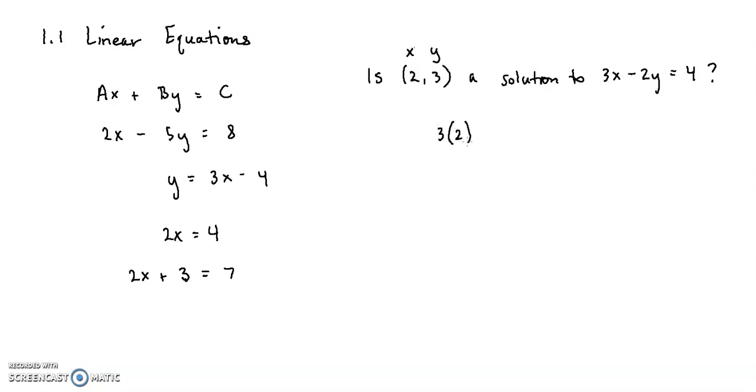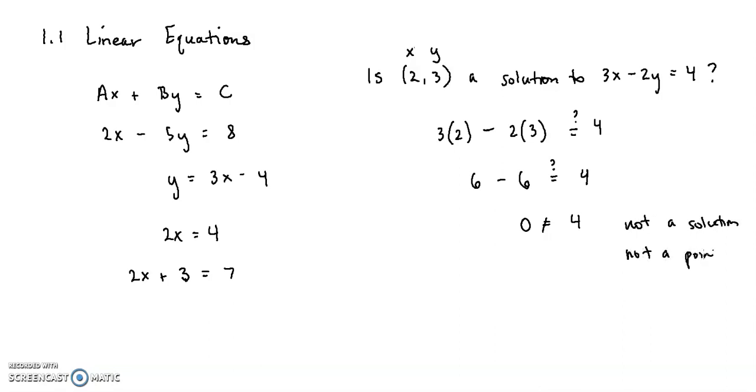So it's going to be 3 times 2. We're going to plug in 2 here, and we're going to plug in 3 here. That's a lot of 2's and 3's. Okay, so we plugged in 2 for x, and we plugged in 3 for y, and we want to know, is that equal to 4? I've got 3 times 2 is 6, 2 times 3 is 6. Is that equal to 4? That would be 0. And that is not equal to 4, so that's not a solution. That also means it's not a point on the line. A solution here means that it's also a point on this line, which we're going to see later when we talk about it.